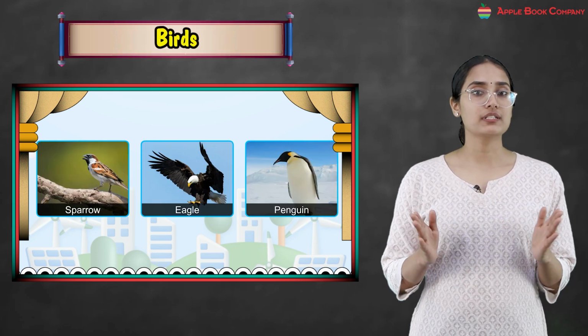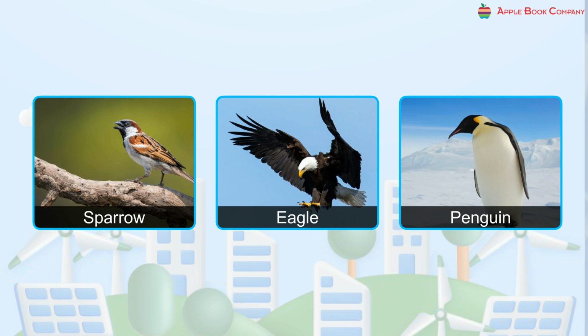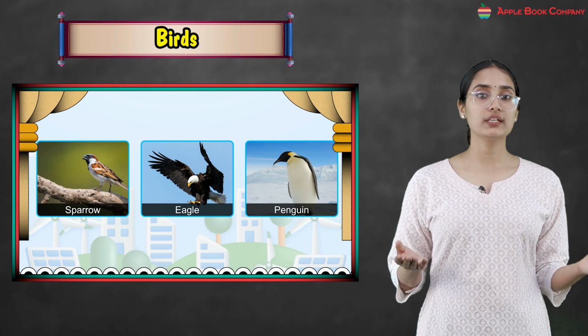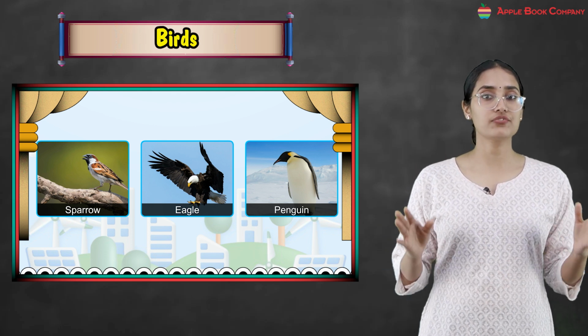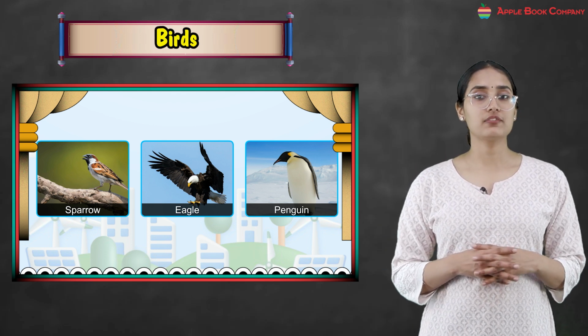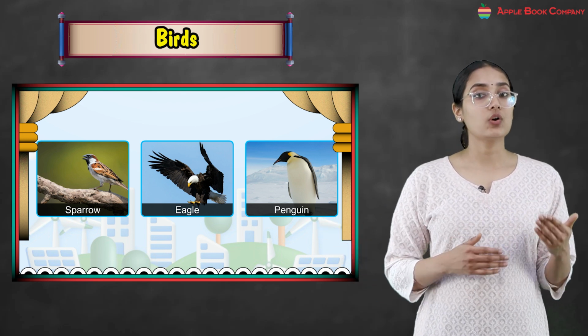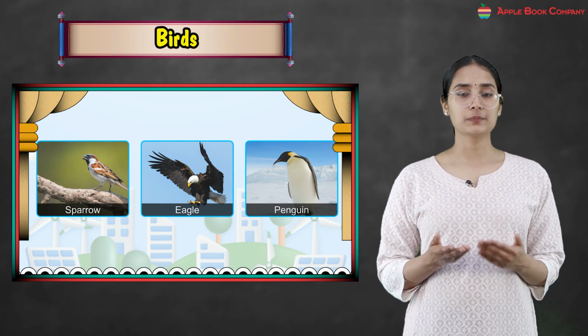Another is the birds. Animals that have feathers, wings and lay eggs. These are all birds. Just like sparrow, right? Sparrow, eagle, they have wings. They have feathers. Penguin, the flaps of the penguins are the wings, okay? And they all lay eggs, right?